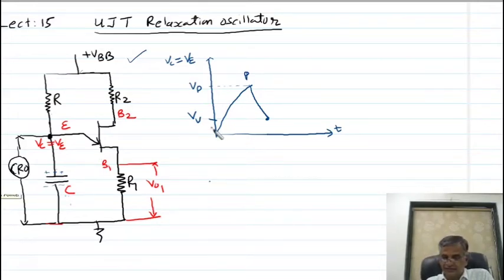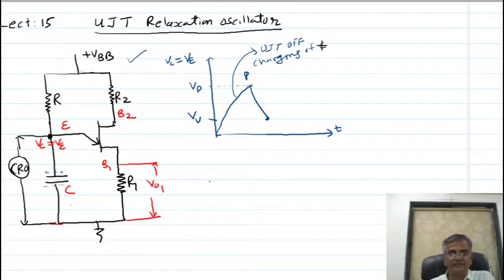See, this is your capacitor charging. When the capacitor is charging, the UJT is in an off state. It is nothing but the charging of C through the resistor. But when this voltage is more than the peak voltage, immediately the capacitor starts discharging. When this voltage is more than the peak voltage, the UJT starts to conduct.